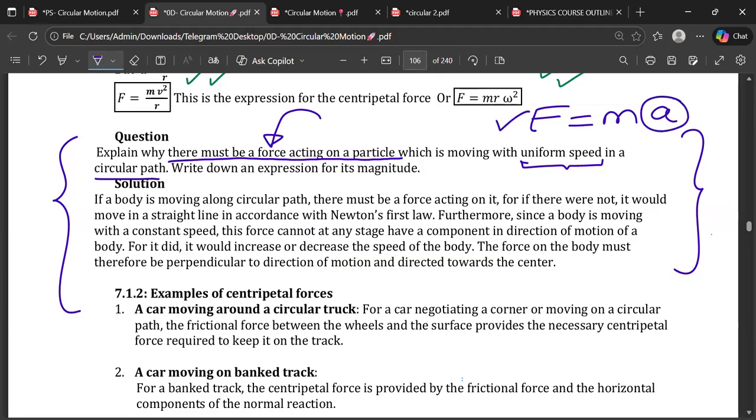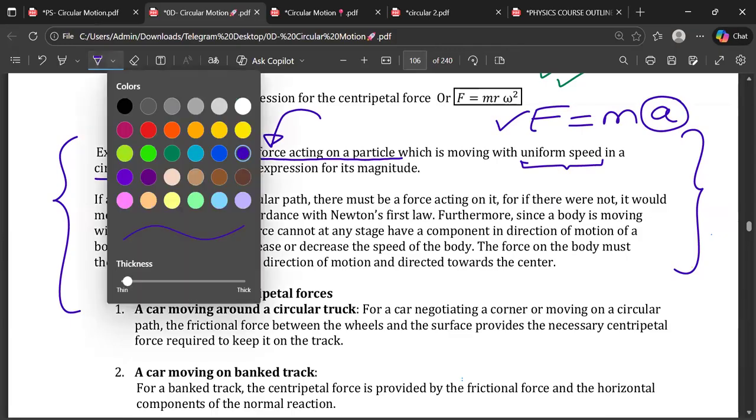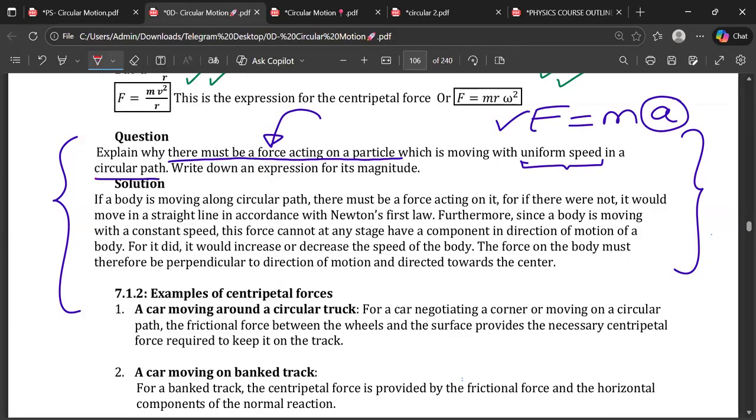The question that we did at first was saying, why is it that if a body is moving with uniform speed in a circular path, it is said to be accelerating? Now here they are saying, for such a similar body, why should we say that there is a force acting on it? But force is MA. So it is the same explanation. We don't need to complicate physics.